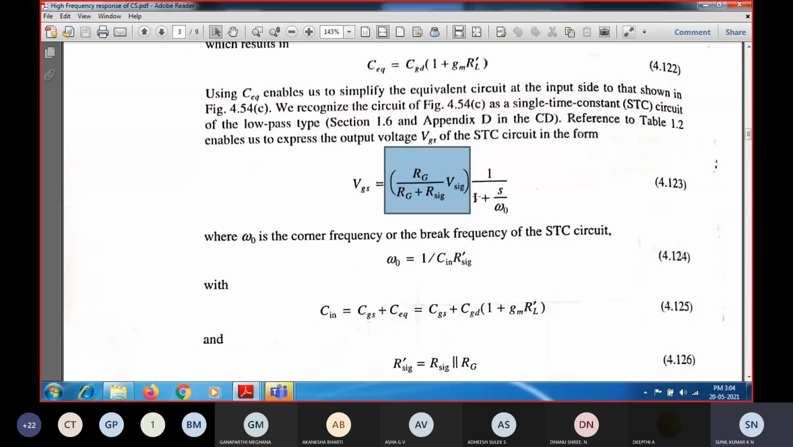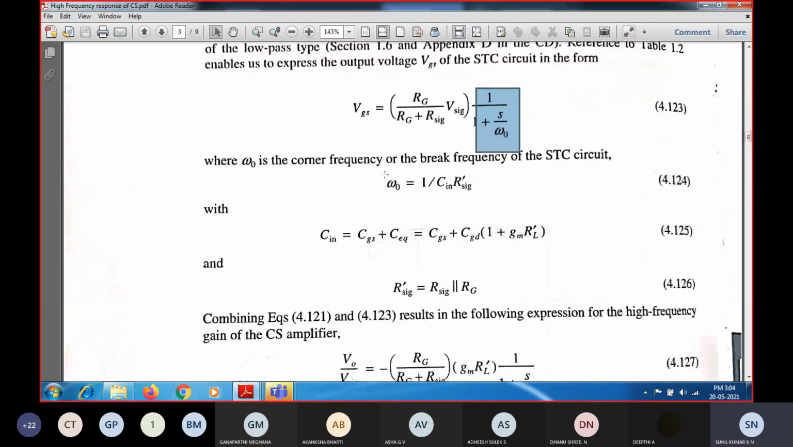So now VGS has been modified. Now we can easily calculate the corner frequency of the STC network. Here we have denoted the 3 dB frequency in general as omega naught. This is because the configuration is of a low pass type. Since it is a low pass type, we have a transfer function like this: 1 divided by 1 plus S by omega naught. So if I want to find the 3 dB frequency, omega naught will be equal to 1 by R signal dash into C in, and that gives the value of the 3 dB frequency.